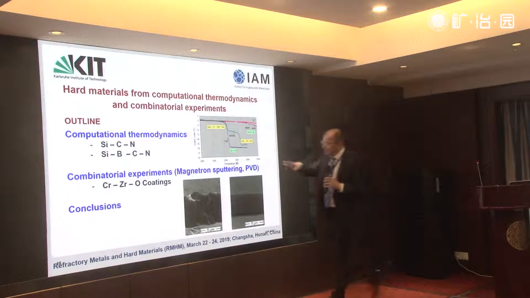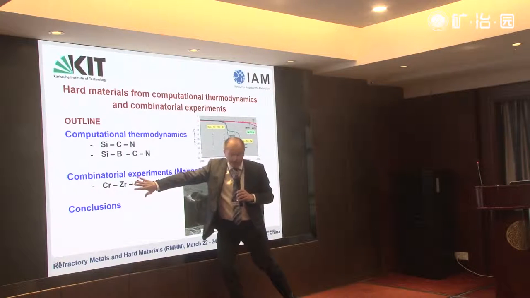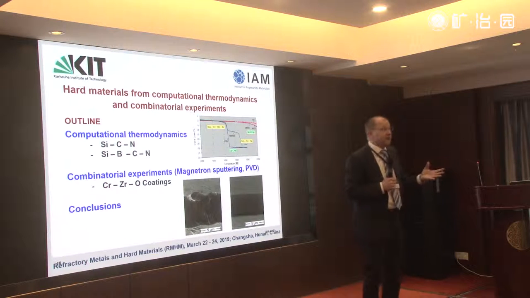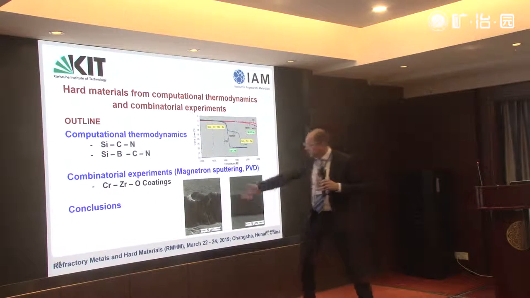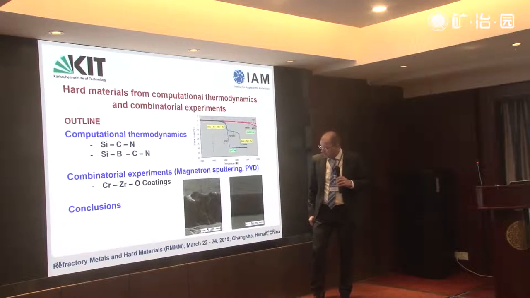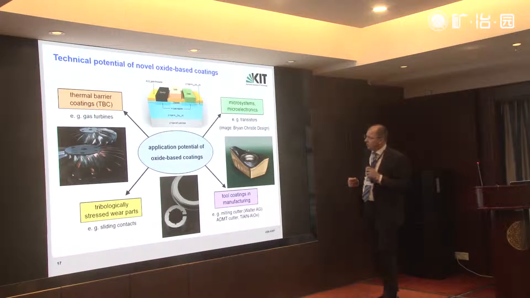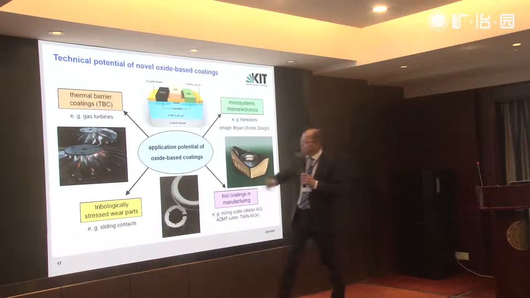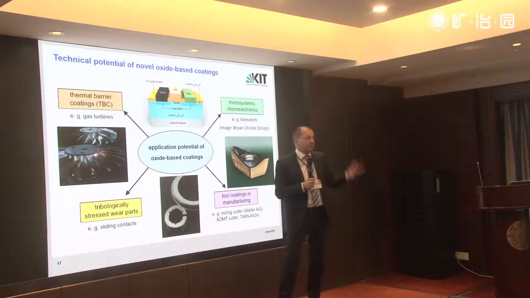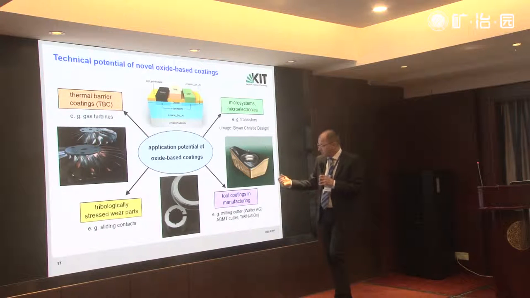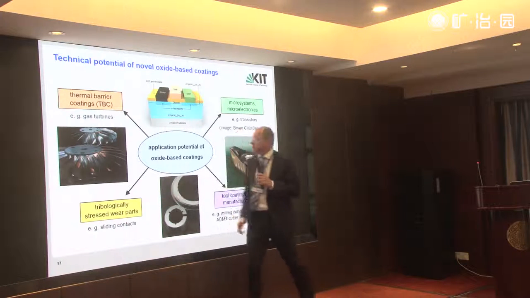And as said, I would now come to the next example, explaining a little about our work on magnetron sputtering, physical vapor deposition, to produce such hard coatings. I don't want to go into all the details, but a major effort worldwide nowadays is to produce oxide-based coatings by magnetron sputtering for the protection of materials for different applications like tool coatings, in manufacturing, tribological applications, and so on.